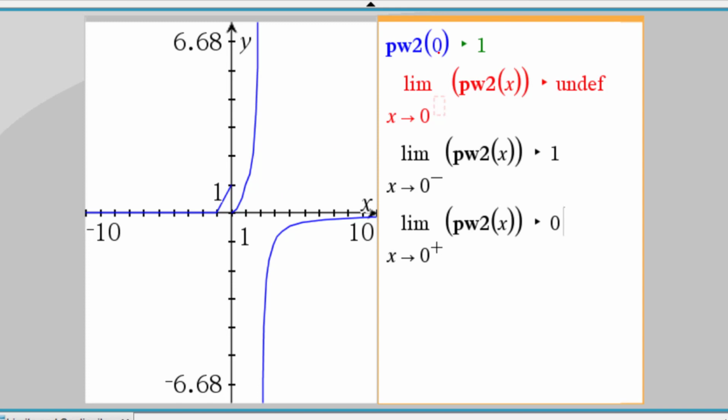Let's go and check 1. It should pass the test. So let's go and check that. 1, 1, and 1. So that passes the test of continuity.